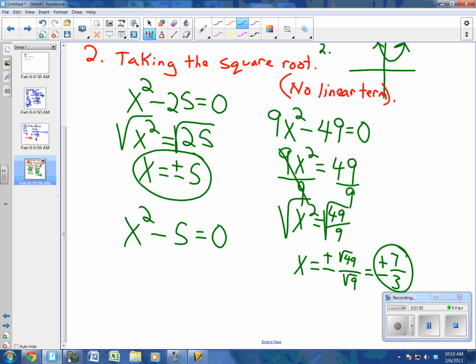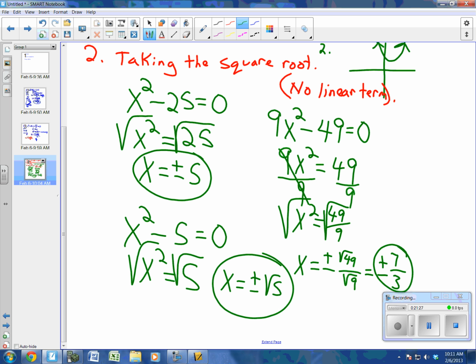Okay, what about this one right here? What could I do to solve this one? Add 5 to both sides. So I'm going to get x squared equals 5 because I'm going to add 5 to both sides. Then what can I do to both sides? Okay, I can take the square root of both sides, and I get x equals plus or minus what? The square root of 5. Since 5 doesn't break down, it's not simplifiable, I don't want it as a decimal. So that's my answer. Plus or minus the square root of 5.